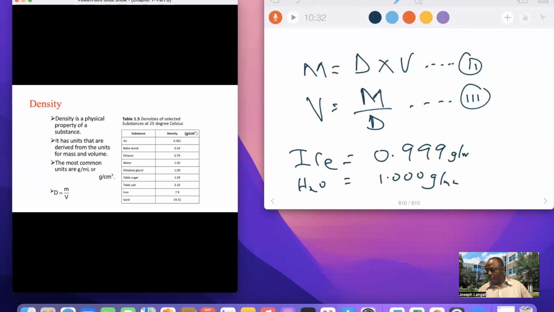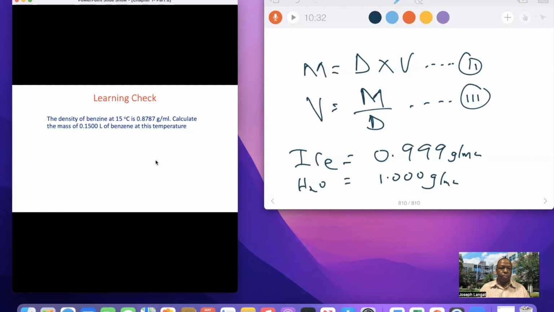This explains why when you place an ice cube on water, it tends to float, because we know less dense objects tend to float on a more dense object. So you see here, water is 1.00 grams per ml or grams per cubic centimeter. It's the same thing.